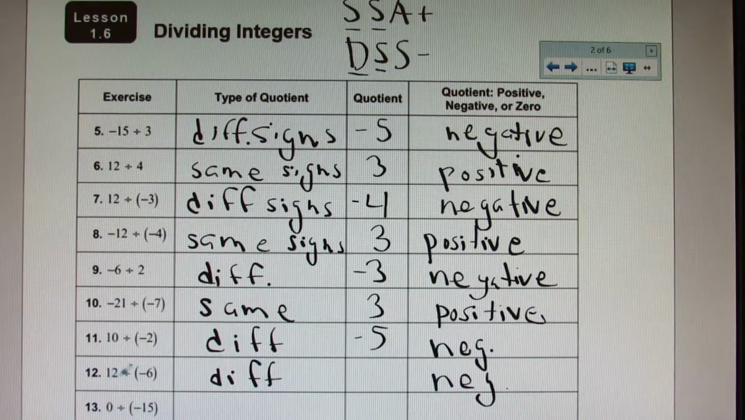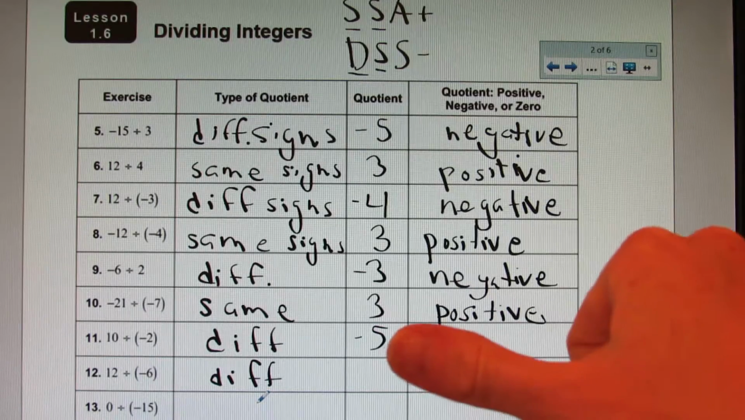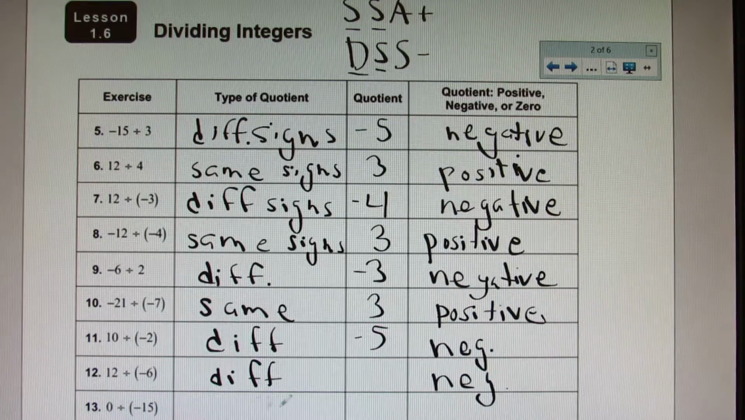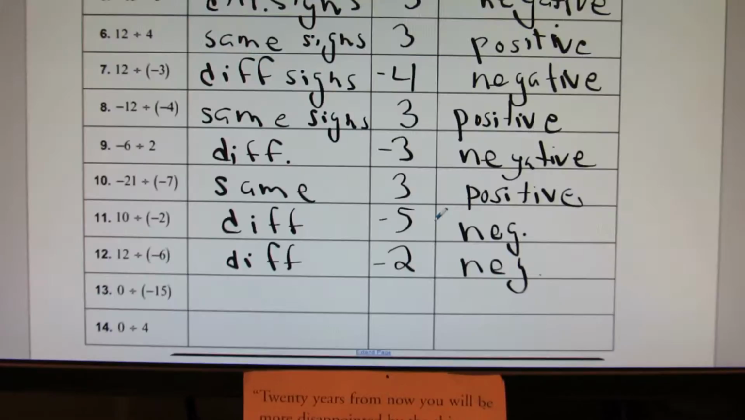Same thing with this guy. 12 divided by 6, or 6 times what gets you 12? 6 and 6 more makes 12. So that's only 2. And it will be a negative 2. All right, rolling to the very bottom, we have 2 questions that deal with 0.